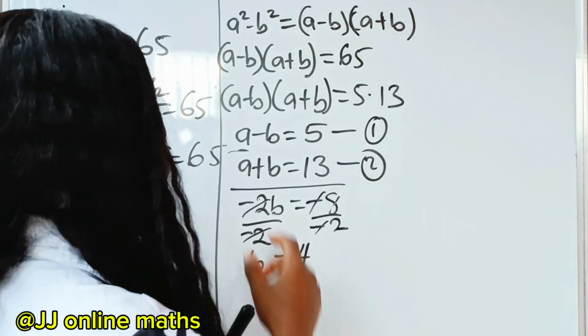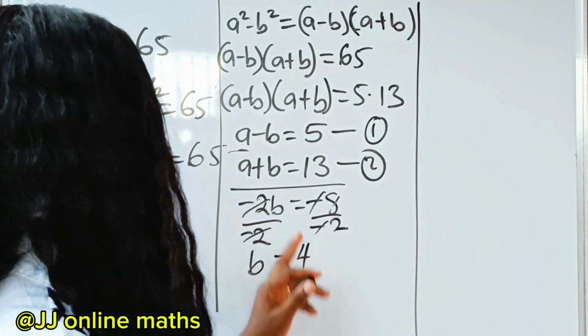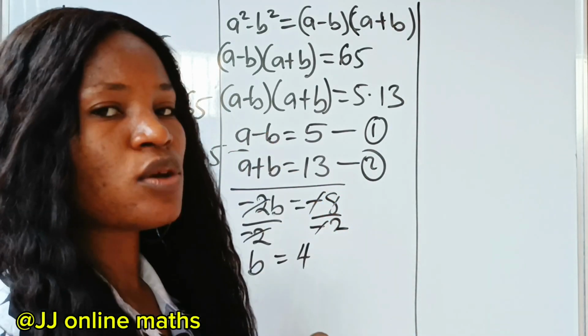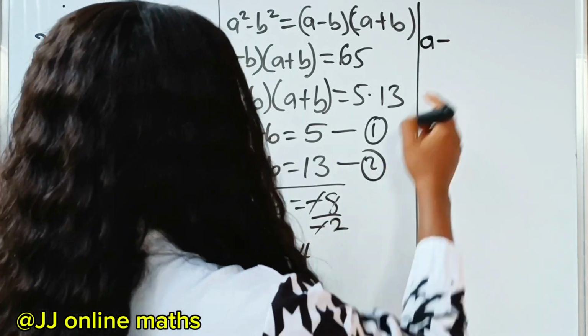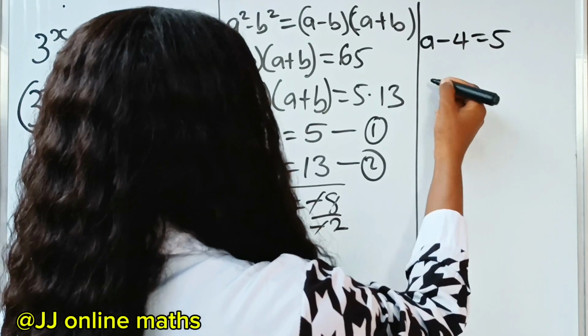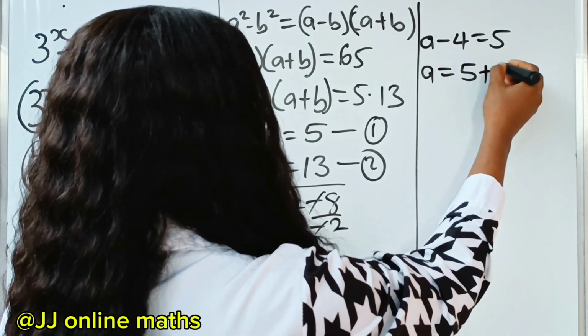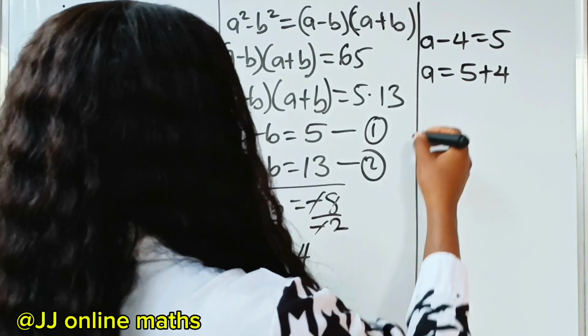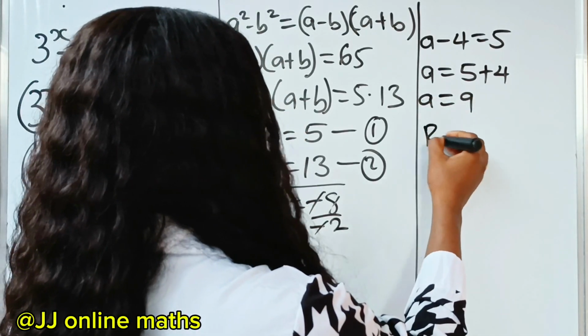We have found the value of b. Let's try to find the value of a as well. Now we say that b is equal to 4. From equation 1, a minus b is equal to 5. That means a minus 4 is equal to 5. Therefore our a is 5 plus 4. So we can write that a is equal to 9.